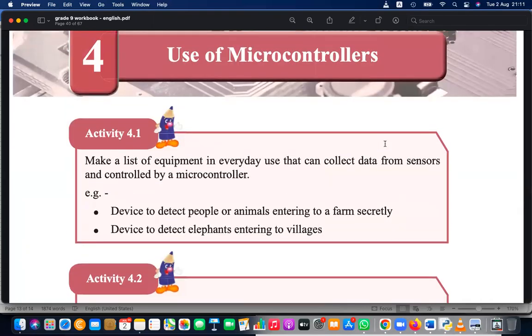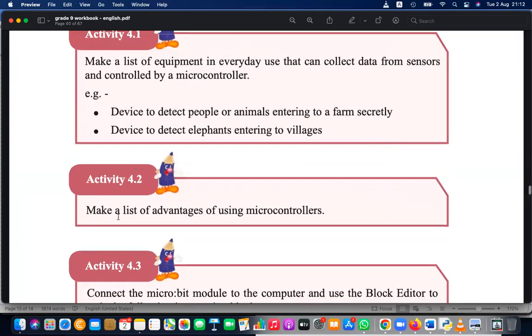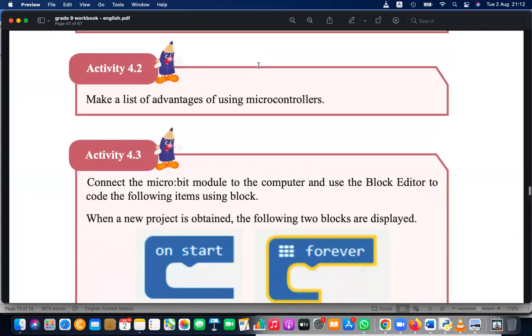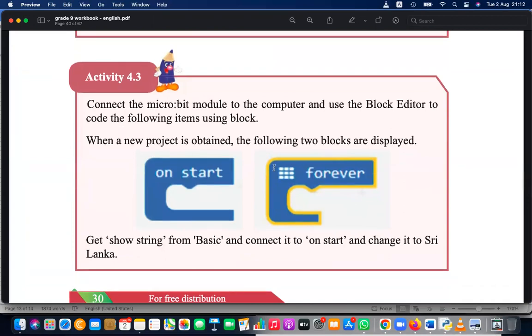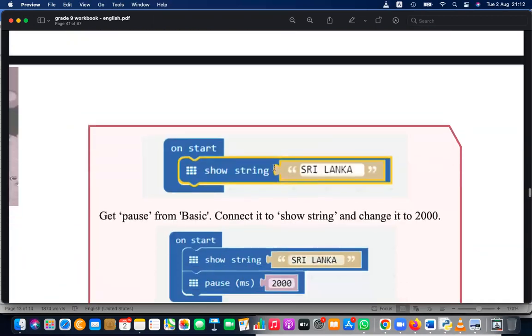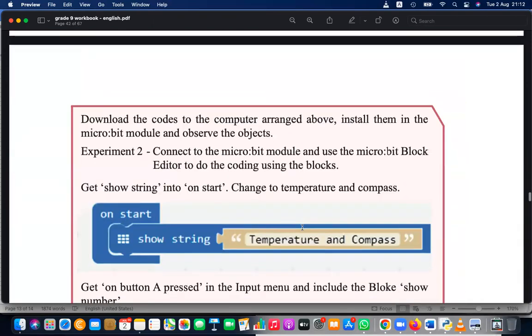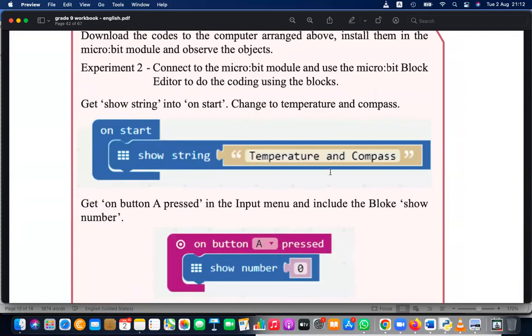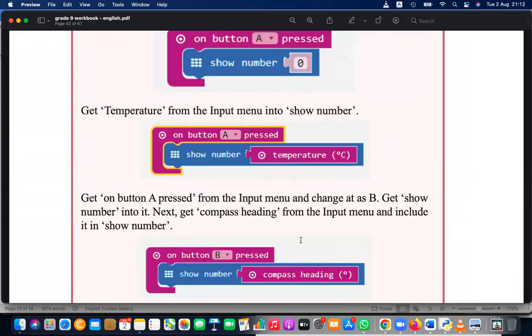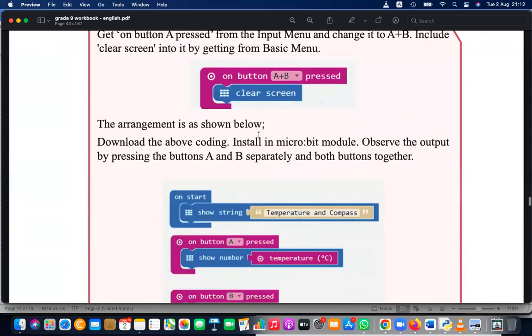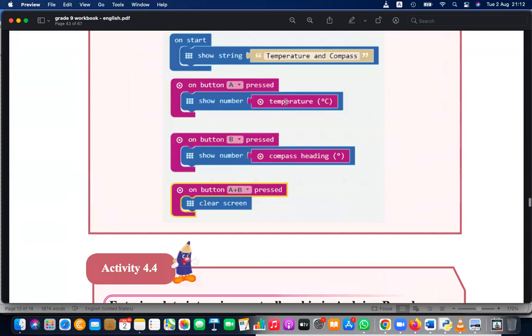Microcontrollers, use of microcontrollers. List of advantages. Yes, we have done advantages, disadvantages both. And make a list of equipments, yes, we have listed where the microcontrollers are applied. So then we learn about this microcontroller. So basically micro:bit. Show number is to display the values, right? Show string to display text, show number to display values like this. We just discussed that. And clear string to clear the string.